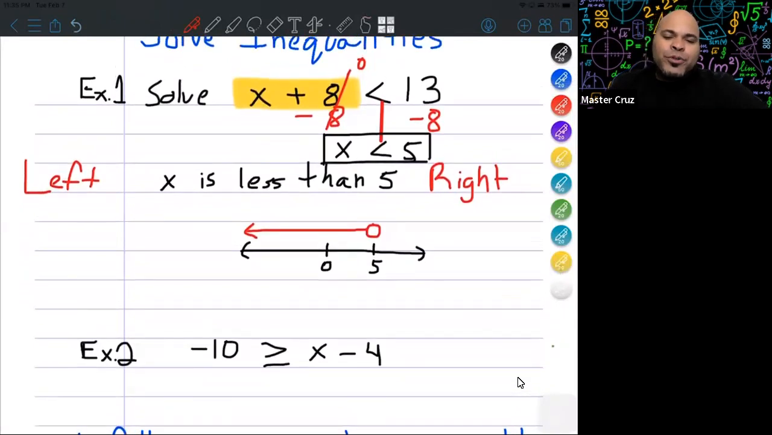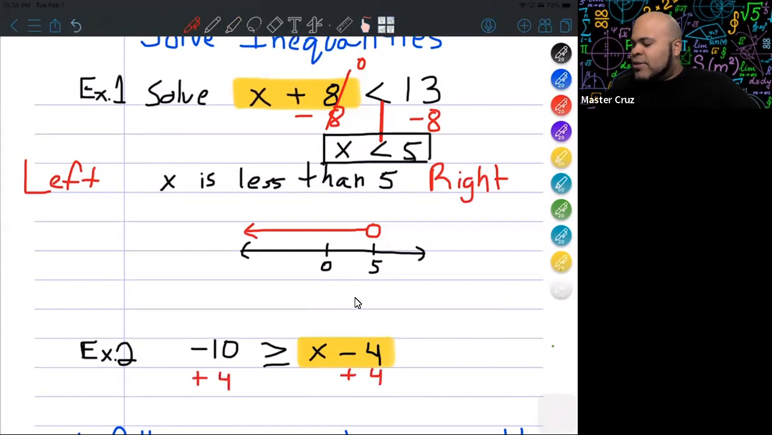Let's do example 2. Example 2 says that negative 10 is greater than or equal to x minus 4. So again, I ask myself, why is the x not by itself on this side of the inequality symbol? And the reason is because it's being subtracted by 4. So my goal is to cancel all the numbers around the x. So if you're subtracting by 4, the inverse operation here is add 4 to both sides.